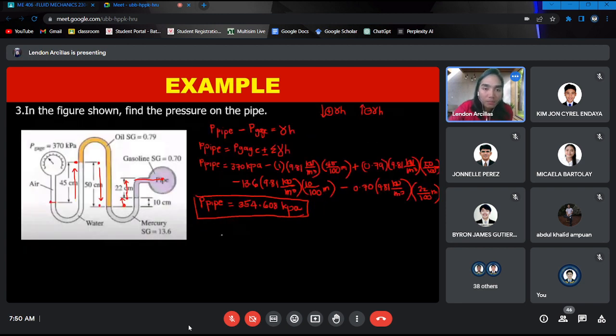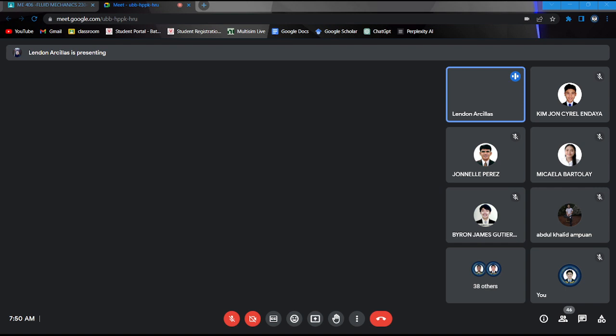Okay, dito, diba, pag kukunin natin yung pressure ng pipe, the idea there is the pressure from gauge to pressure ng water, pressure ng oil, pressure ng mercury, plus pressure ng gasoline. So, yun yung idea to find the pressure ng pipe or pressure ng gas dito. But the general formula is this one. Okay?